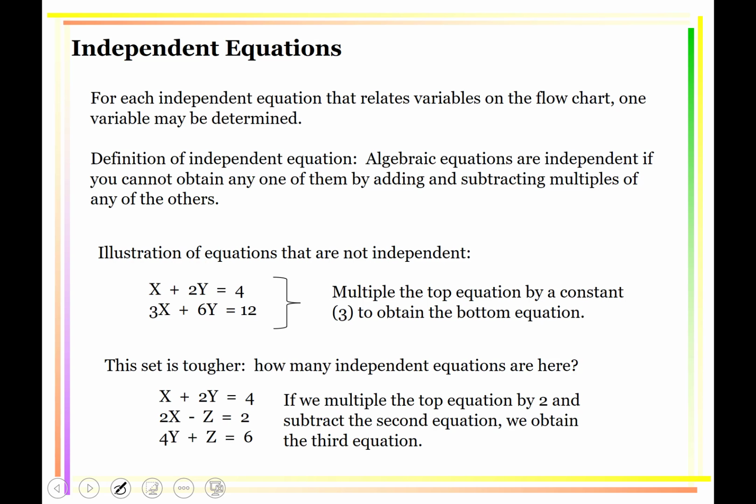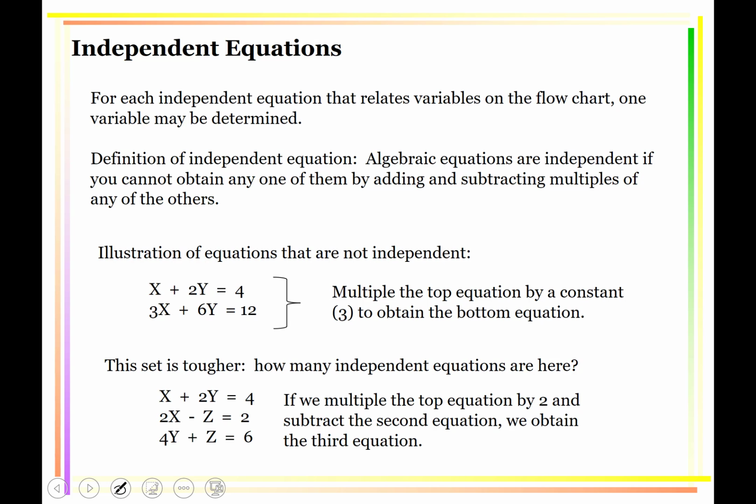Let's start with independent equations. As you know, when you are trying to solve a series of equations to get unknowns, you need to have the same number of equations as you have unknowns. But if those equations are not independent, you will not be able to solve the unknowns.